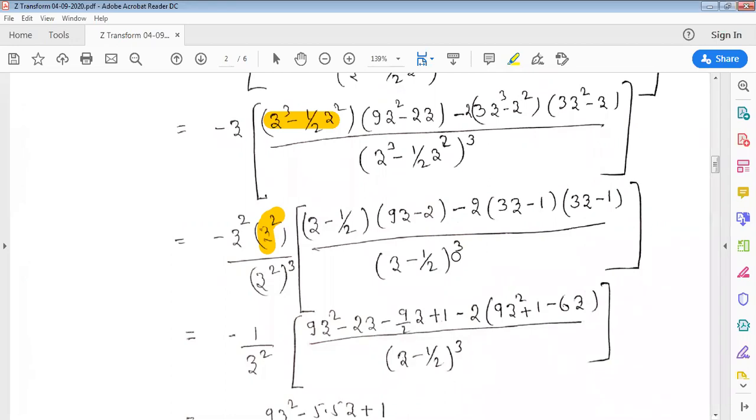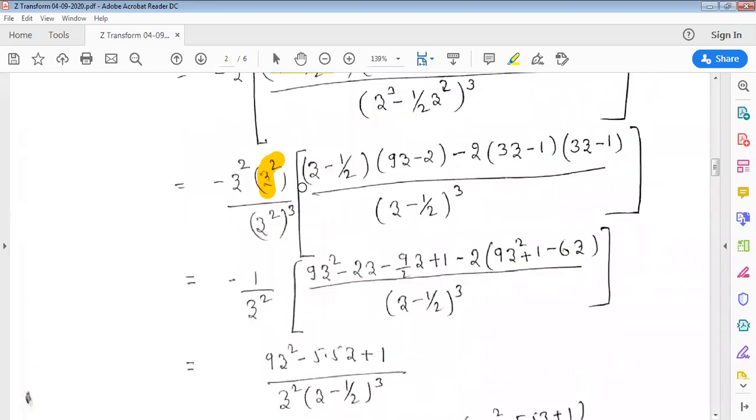Any doubt in this step? No, sir. Okay, once you have done this, z to the power of 4 divided by z to the power of 6, I have only z to the power of 2 in the denominator.